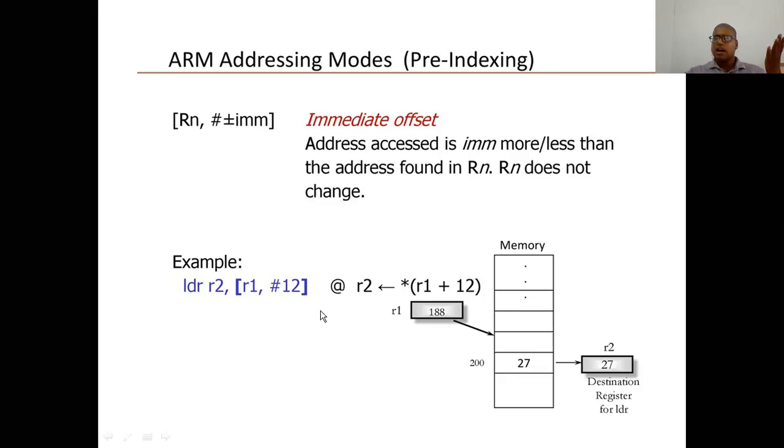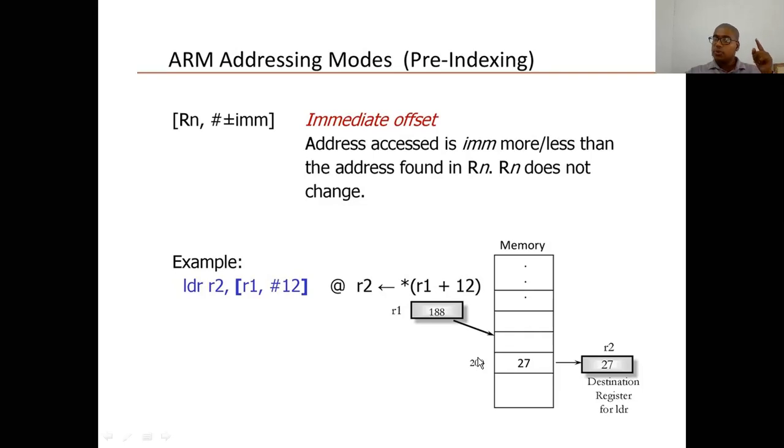For example, R1 has the value of 188. R1 is equal to 188. Now I am adding this 12. So 188 plus 12 means 200. Don't ask me, sir, why you have written it in hexadecimal like that. Just assume that it is in decimal format. So 188 plus 12 is 200.